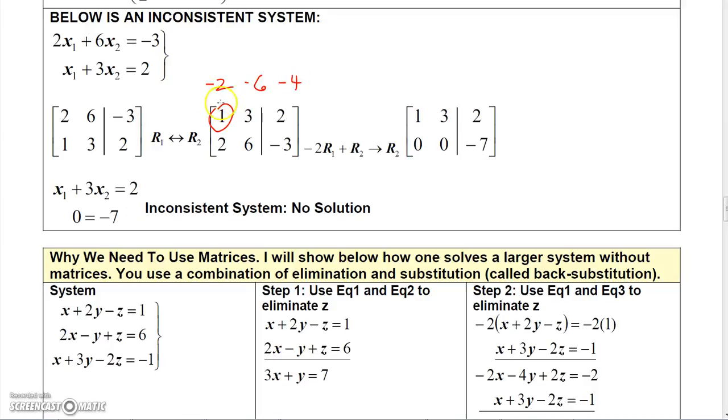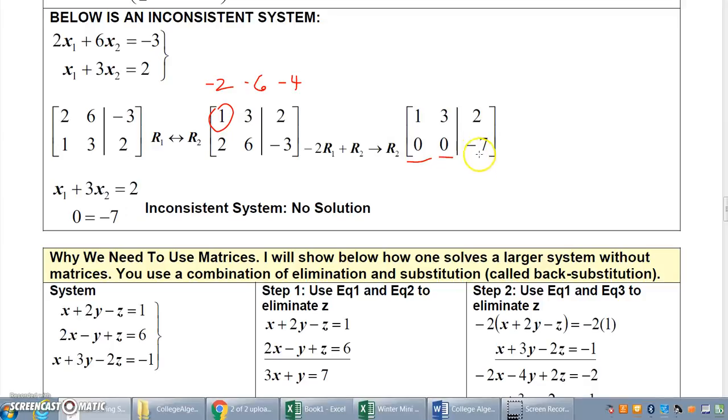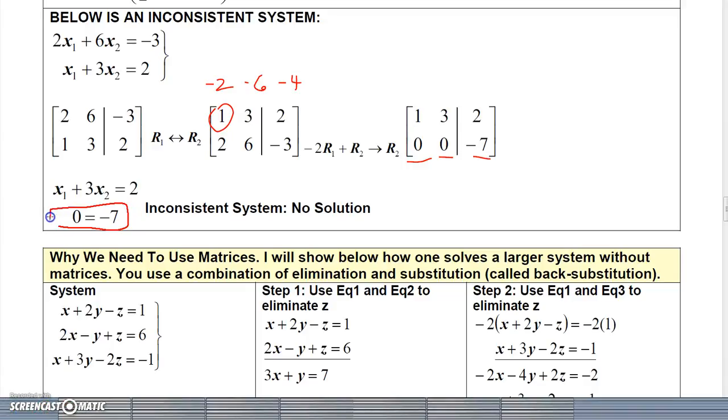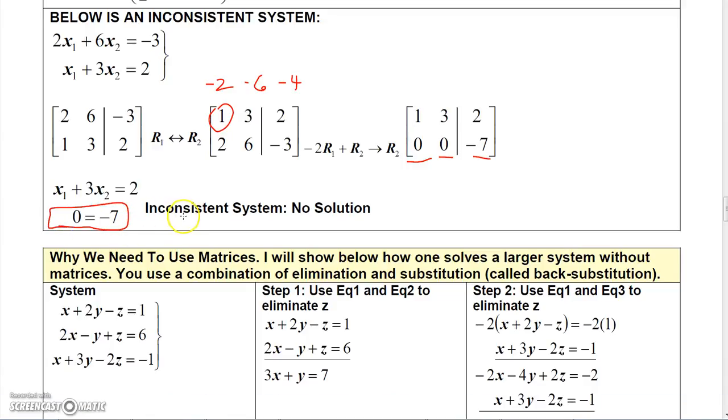And then if I add those to the second row, -2 plus 2 is 0, -6 plus 6 is 0, and -4 plus -3 is -7. Well, in that case, this row would say 0 equals -7, which is an impossible equation. So when we get an impossible equation, we know we have no solution, so we have an inconsistent system.